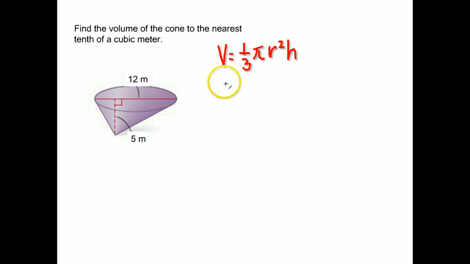Well, do we have the radius? The radius is the distance from the center to the edge of a circle, and notice they gave us the distance all the way across. So what we're going to do is take that and divide it in half so that we know instead of all the way across, how far it is just halfway across the circle. So 12 divided by 2 gives us 6. So our radius then is 6. Do we know the height? Yes, this is the height, the distance from the circle base up to the point at the top of our cone. So our height is 5.